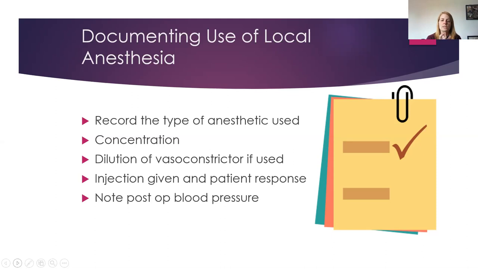You're going to record the type of anesthetic that you used. If it was lidocaine, if it was 1 to 100,000 concentration with epinephrine, if there was any vasoconstrictor used, how much was used? Did you give a half a carpule? Did you give 2/3? Did you give one full carpule? Did you give 1.5? Which injections did you give? And how did the patient do? Patient was numb and comfortable. I will write a lot. And then their post-op blood pressure.